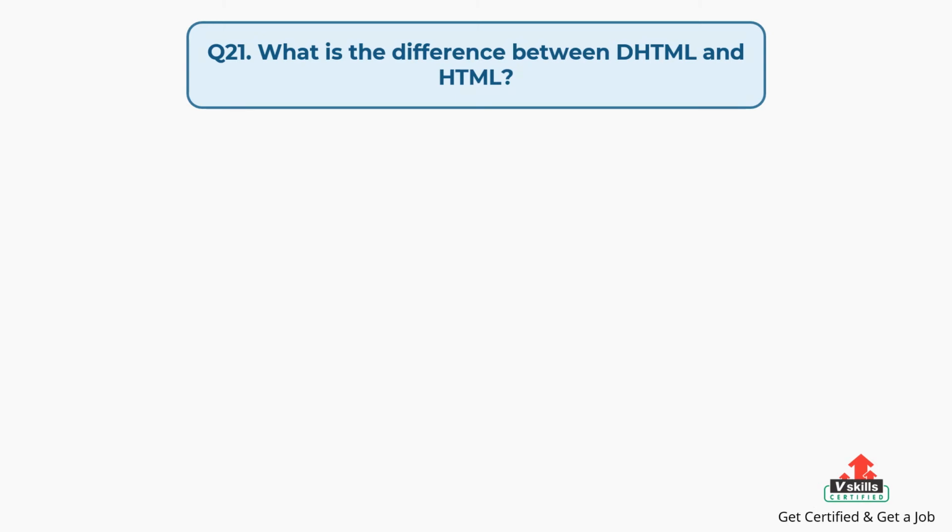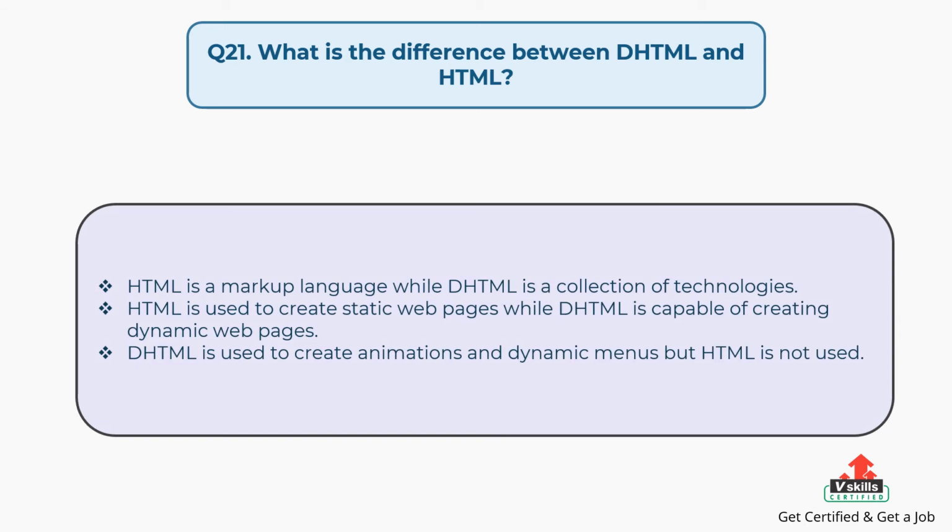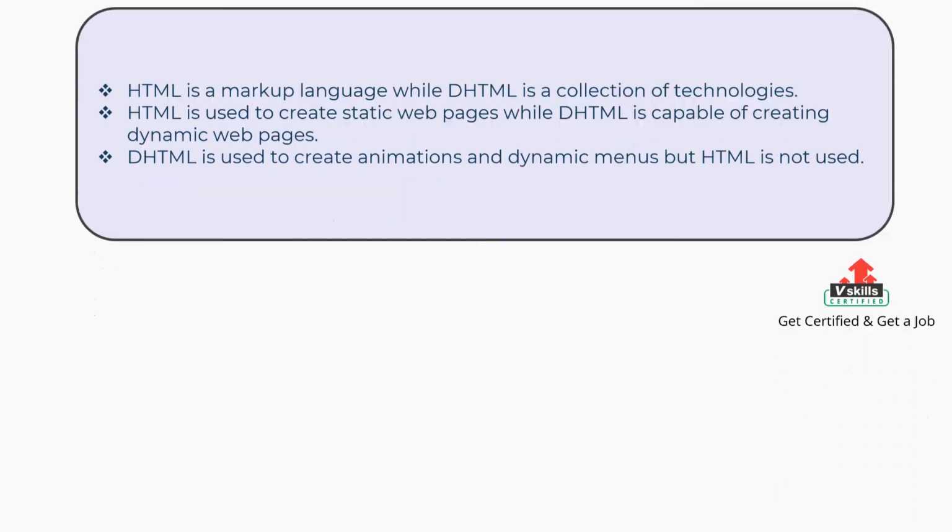Question number 21. What is the difference between DHTML and HTML? The answer is, HTML is a markup language while DHTML is a collection of technologies. HTML is used to create static web pages while DHTML is capable of creating dynamic web pages. DHTML is used to create animations and dynamic menus, but HTML is not used.